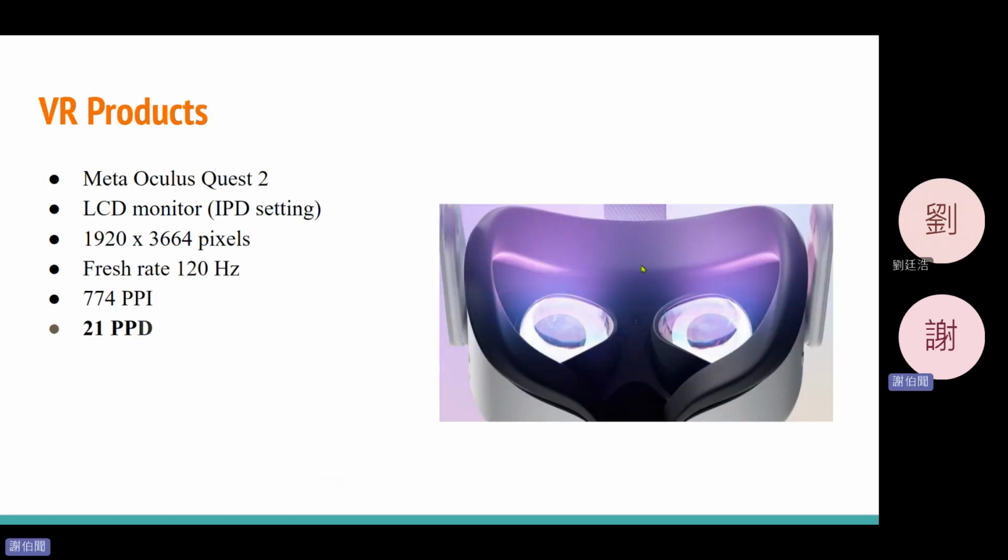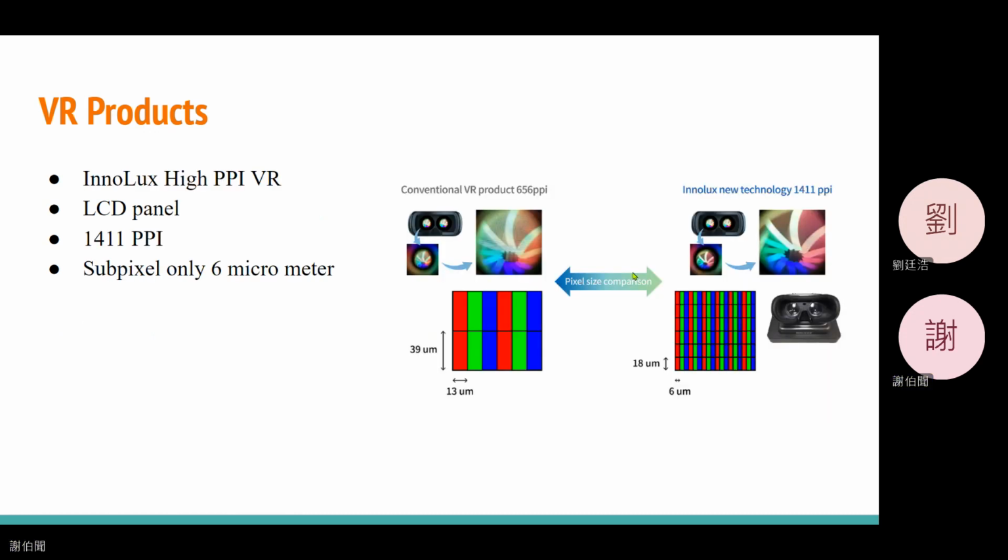And now I want to introduce the products. It's called Meta Oculus Quest 2, but it only got 21 PPD. And the newest one is the Innolux High PPI VR, which is made by Innolux. And its PPI reaches 1411 PPI, and its subpixel only got 6 micrometers. And now it's for the next one.